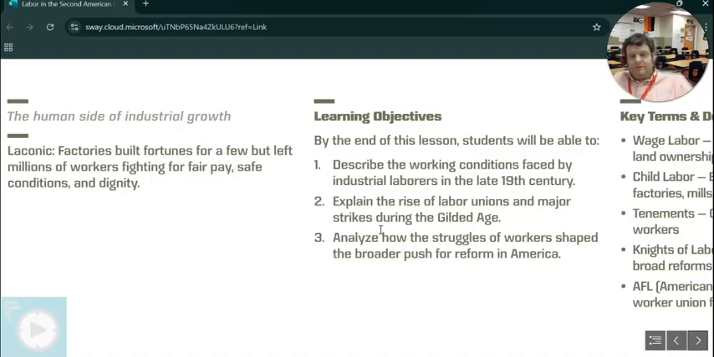Our learning objectives are as follows. 1, we are going to describe the working conditions faced by industrial laborers in the late 19th century. 2, we're going to look at the rise of labor unions and major strikes during the Gilded Age. Like last time when we used the phrase Gilded Age, we were looking at the gold plating of this era: the shiny innovation, the new ideas, the new technologies, all the excitement with that. Today we're peeling back that gold layer and seeing the rotten core beneath, I suppose. And number 3, we're going to analyze the struggles of workers and how that shaped a broader push for reform throughout the United States.